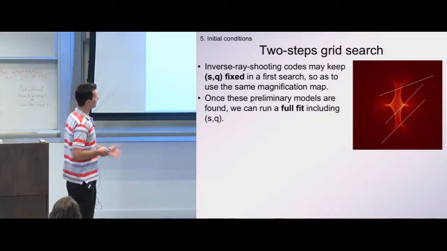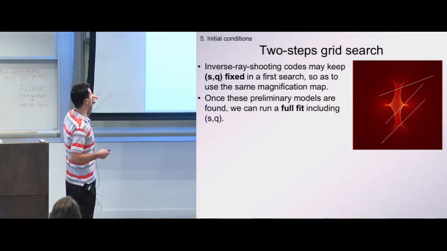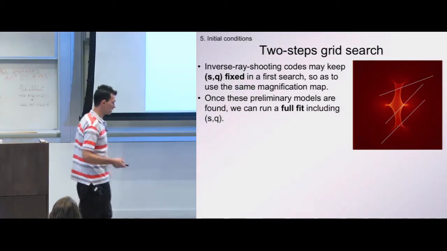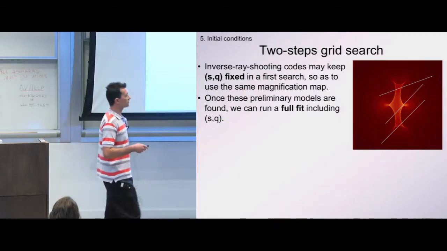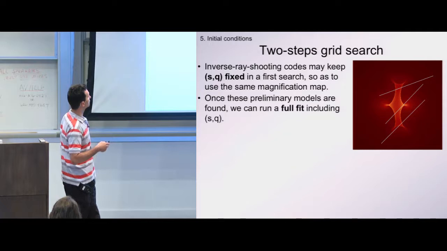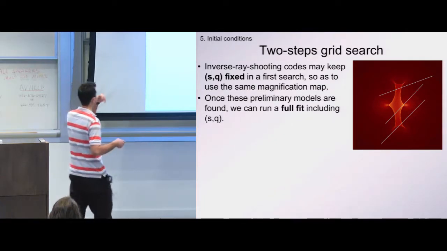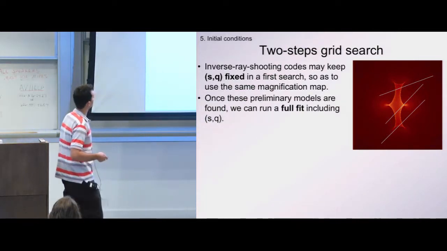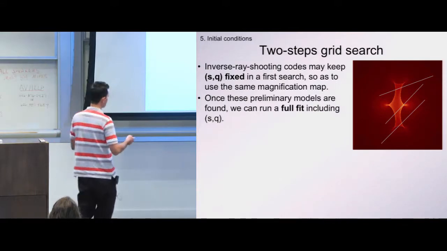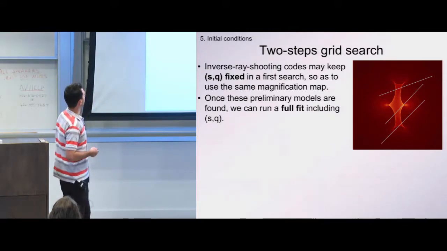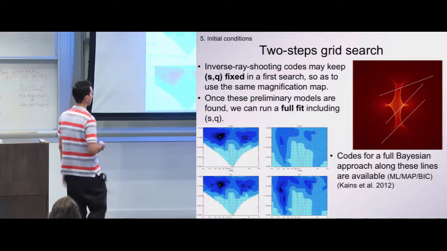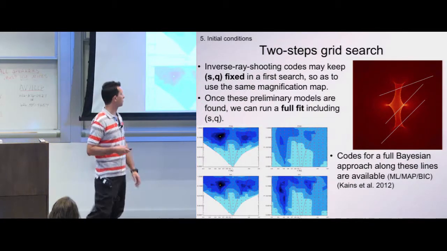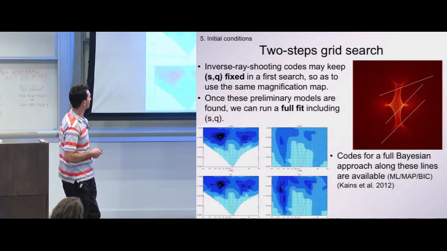You can make it more efficient by doing a 2-step grid search, exploiting the fact that magnification maps can be reused many times. First, at fixed s and q, you make a grid search in the other parameters, and so you find the best solution for a given s,q, and then you do the same for many possible pairs of s,q, and at this point, the search can become quite fast. There are codes available for approaches along these lines, so the map, BIC, this is public code that can be used following this kind of approach.